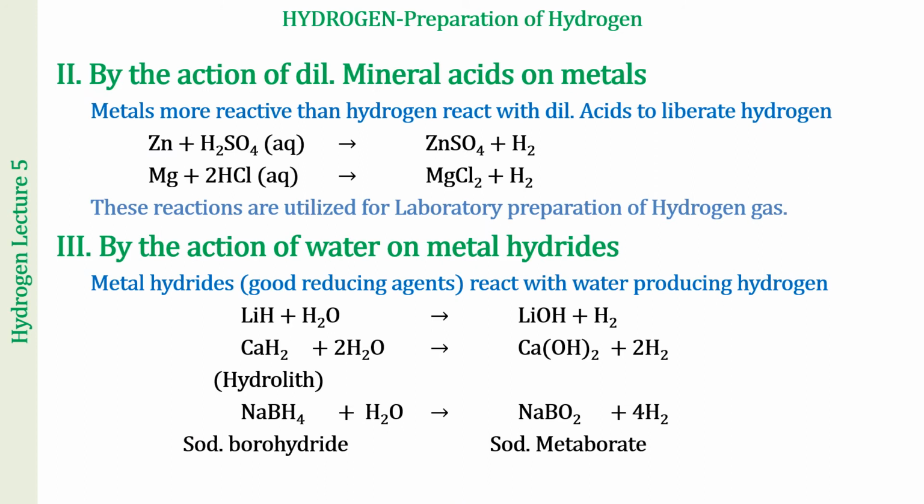So the next we have is, by the action of dilute mineral acids on metals, we can liberate hydrogen. The metals which are more reactive than hydrogen are the ones which react with dilute acids, and this is dilute acids and not concentrated acids, that we can use to liberate hydrogen. For example, zinc plus dilute H2SO4 will give us zinc sulfate plus hydrogen, and magnesium plus dilute HCl will give us magnesium chloride plus hydrogen.